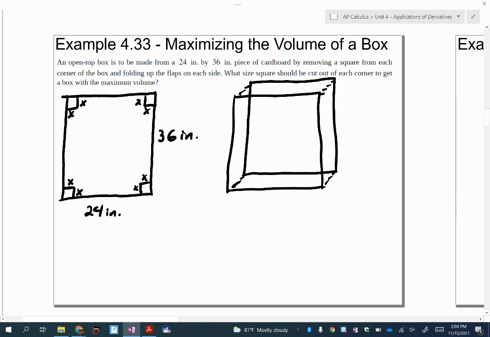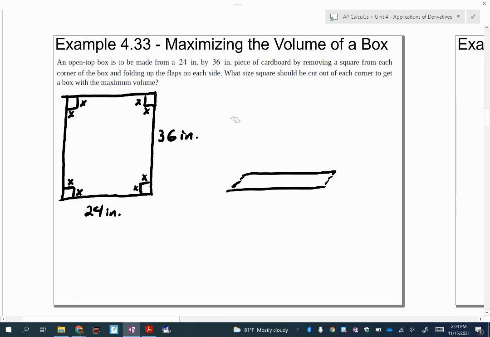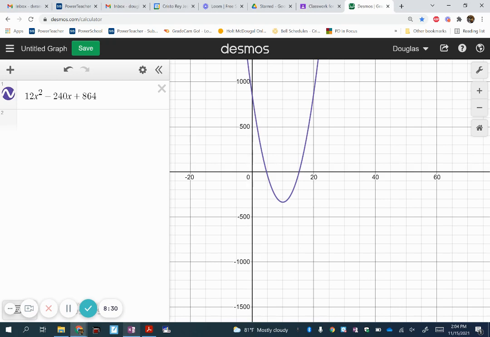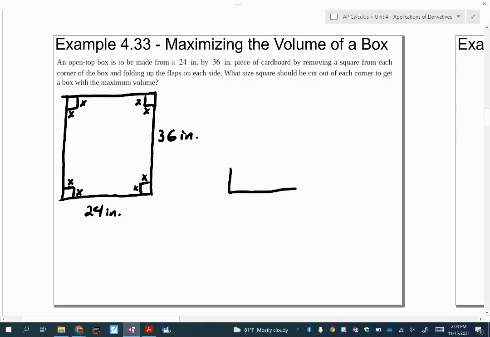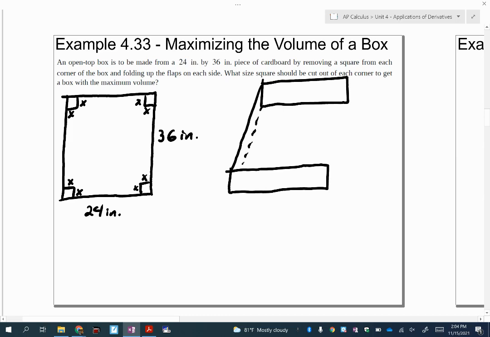Let me actually draw it a different way because that might be a little confusing. Give me 1 second. Let me make sure I know how I want to draw this. Okay, let me try it like this. I'm going to draw these together, something like that. Okay, I'll go with that. Not very good, but this is my height. This is my width, so 24 minus 2x inches, and my length is 36 minus 2x inches.